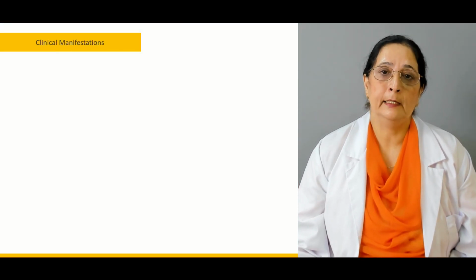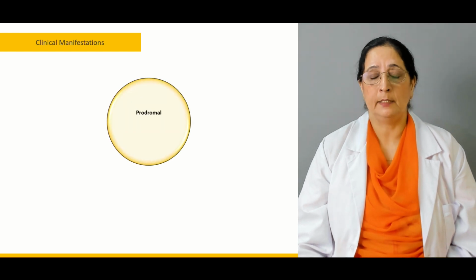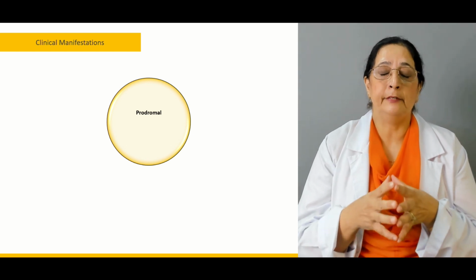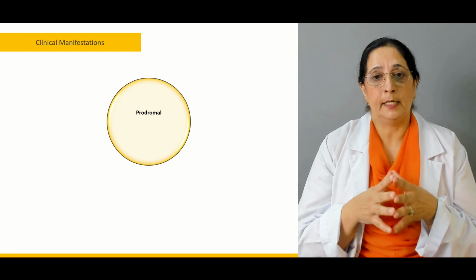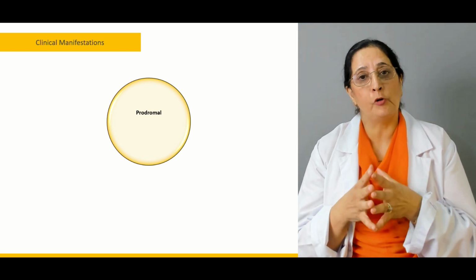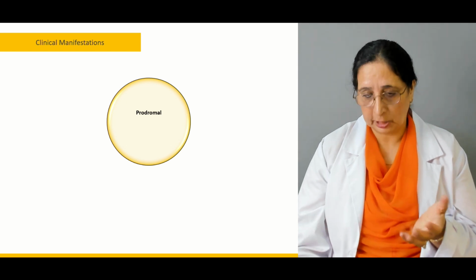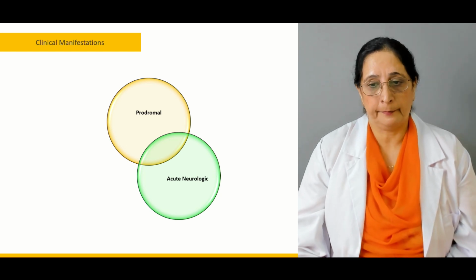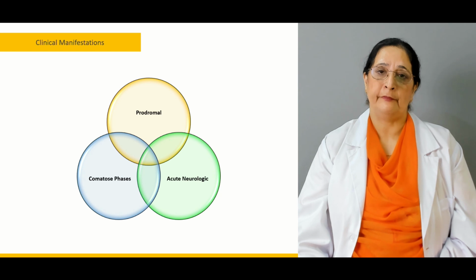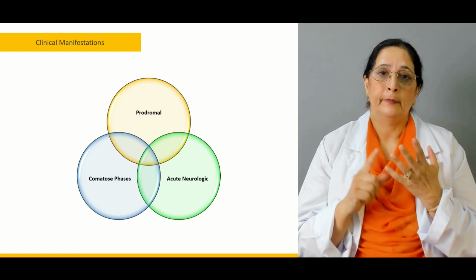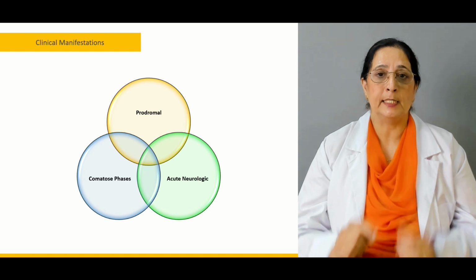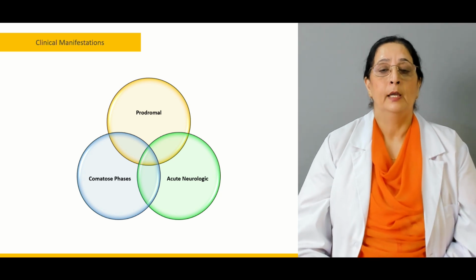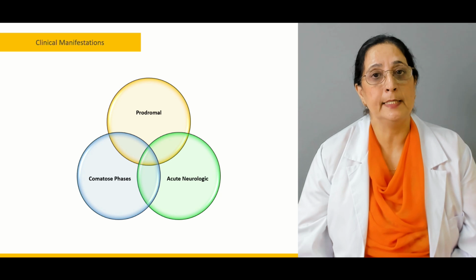Now, what are the clinical manifestations of the rabies? We have 3 stages or 3 phases of the clinical manifestations of the rabies infection. We have the prodromal phase of manifestation, then we have the acute neurologic phase, and then we have the comatose phase. So prodromal stage, then acute neurologic stage, and then the comatose phase. These are the 3 phases or stages of the manifestations of the rabies infection.